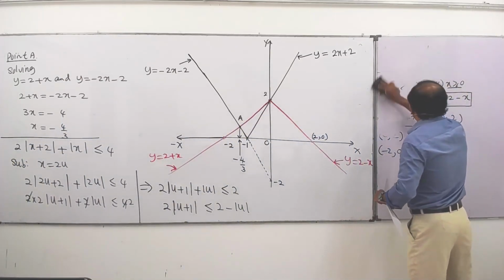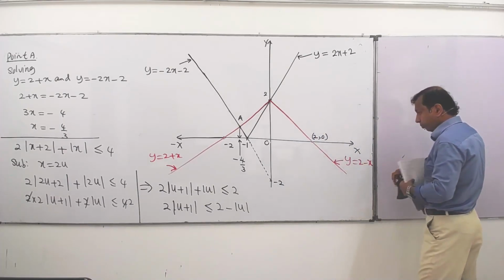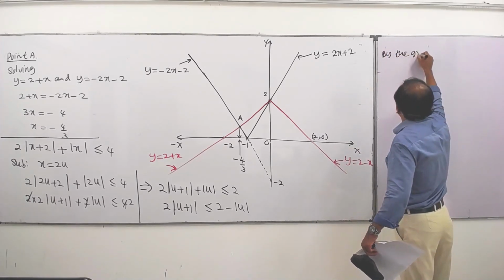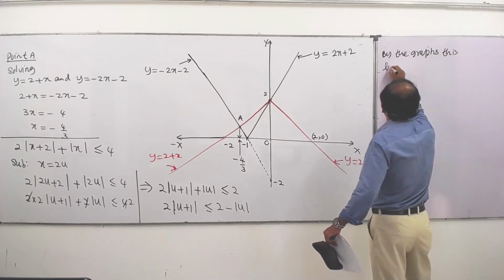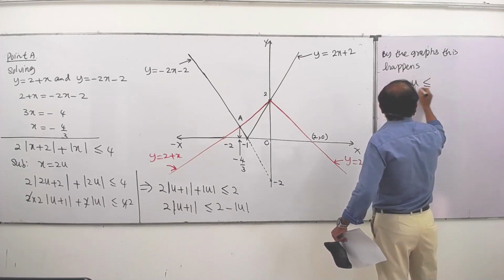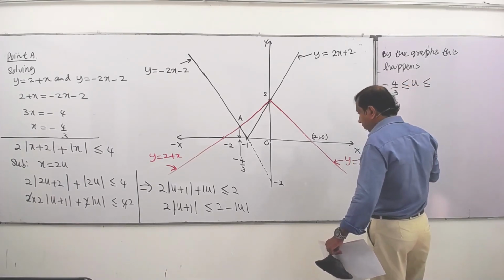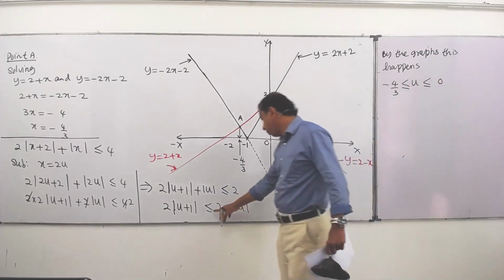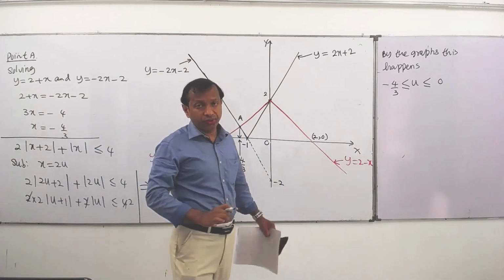I can answer it like this. By the graphs, this happens when u is greater than or equal to minus 4 by 3 and less than or equal to 0, because here we have the equal sign also. Then this and this both are equal, we also have to consider.